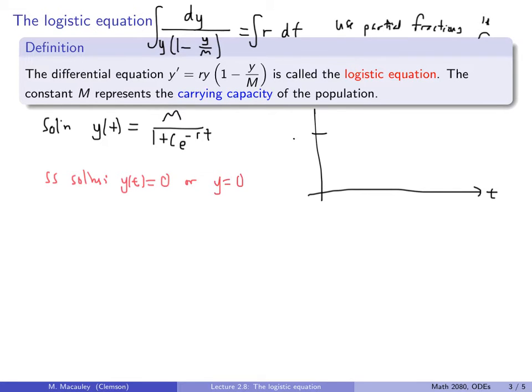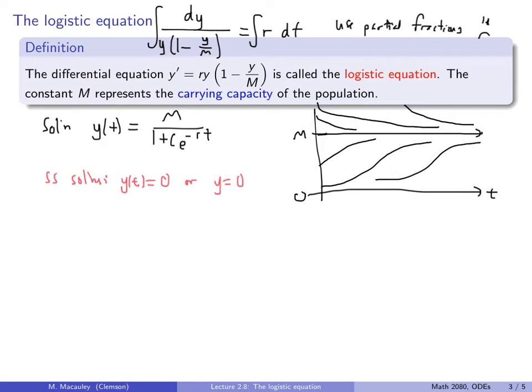So let's plot these. Let's say this is m. So we're going to have a steady state solution there, and we have a steady state solution along the y-axis at 0. Now, if the population is greater than m, then, well, I'm not drawing this very well, it approaches the carrying capacity from above, and if it's less than m, it approaches from below, something like this. And this is something, again, that we saw how to do in the first section.